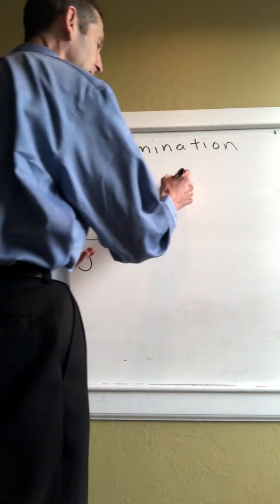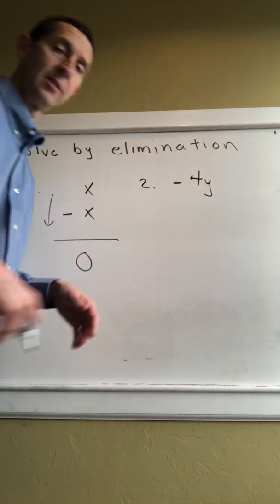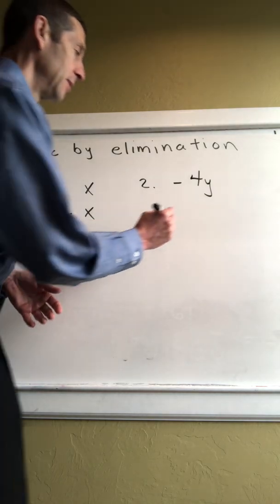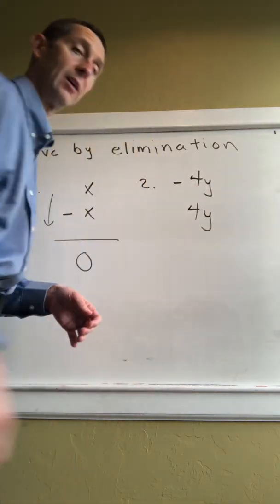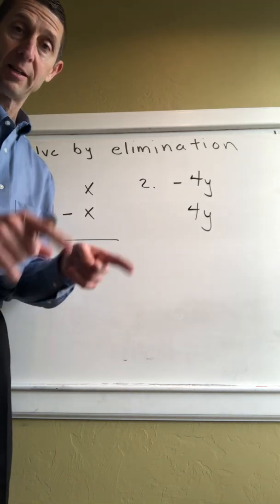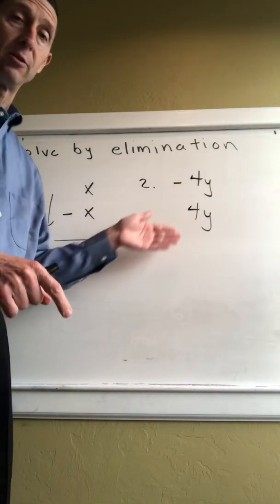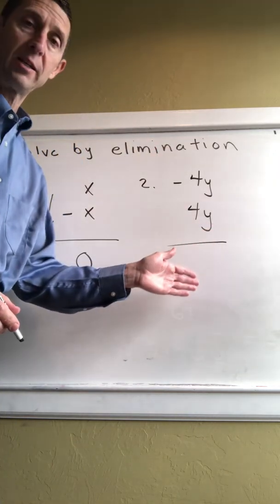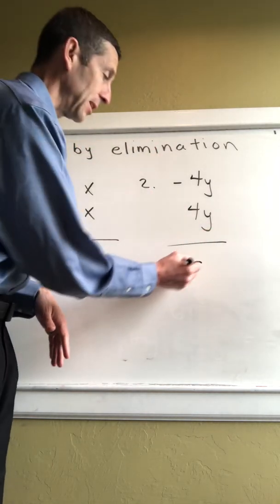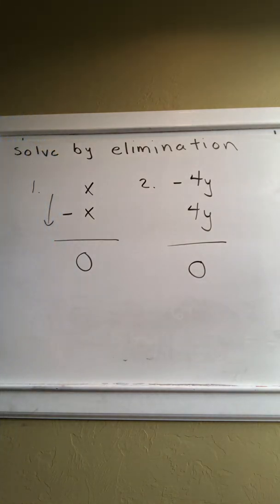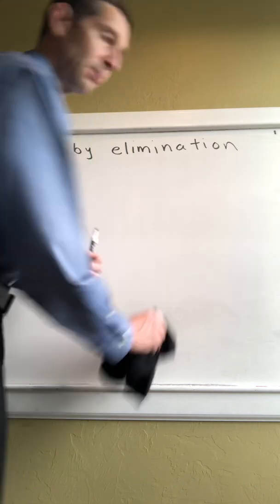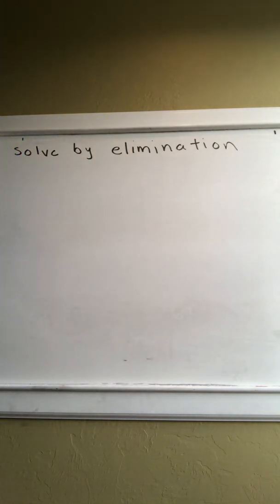Let's say you had like negative 4y. So what would eliminate a negative 4y? Well, a positive 4y. So your job is to get opposite signs, same value. Negative 4y, positive 4y. If I added those straight down, they would eliminate. They would cancel. There's nothing left. So solving by elimination is trying to get your letters, variables, to eliminate.